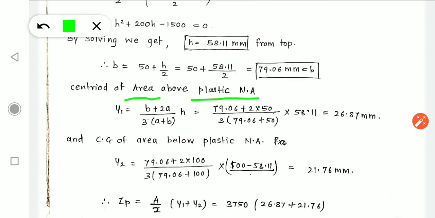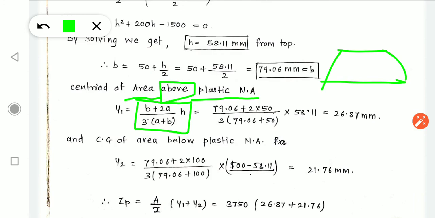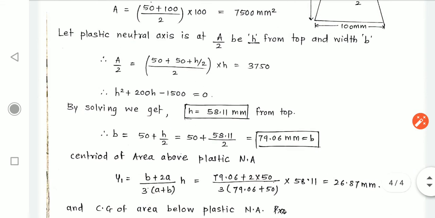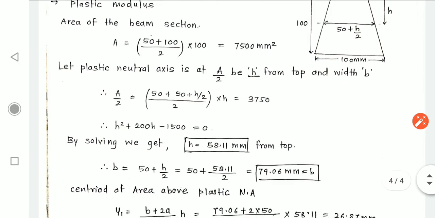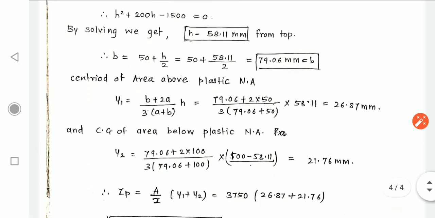The centroid of the area above the neutral axis, because we are calculating it from the top side. So for the trapezoid, the centroid formula is (b plus 2a) divided by 3(a plus b), into h. I put in the values. The diagram is over here. Can we relate it? Okay, we can't do that. I'll draw a diagram over here.